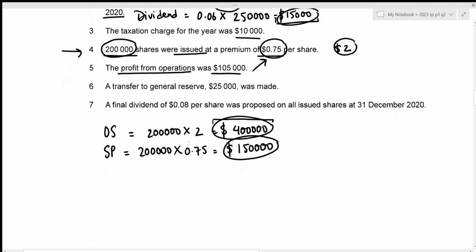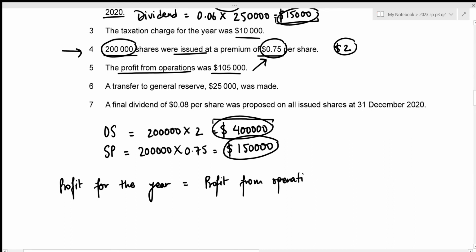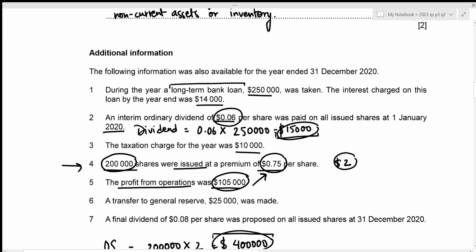Which means that we now need to figure out the profit for the year. So if we start from the profit from operations, we need to reduce all of our finance charges as well as the tax paid in order to figure out the profit for the year, right? And we're given the profit from operations to be 105,000. Let's write it down. We are also given our finance charges, and finance charges is basically the interest paid, right? And we are given the interest charge on the long-term bank loan to be 14,000.